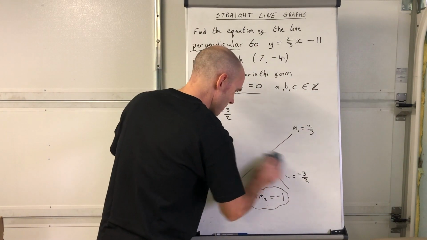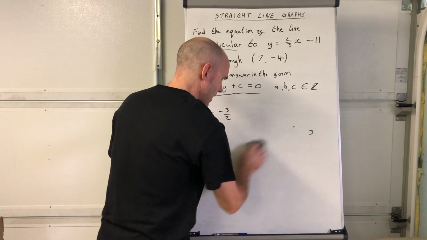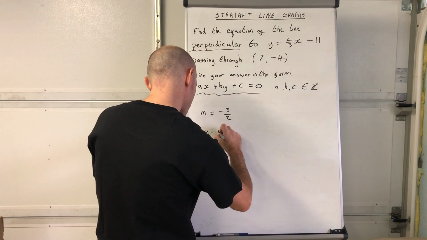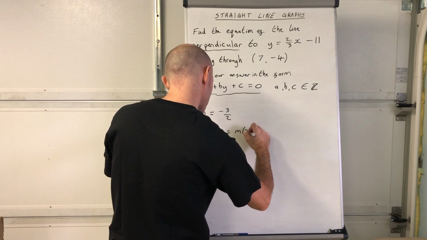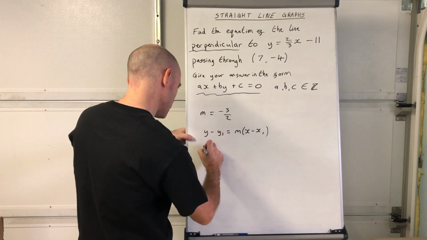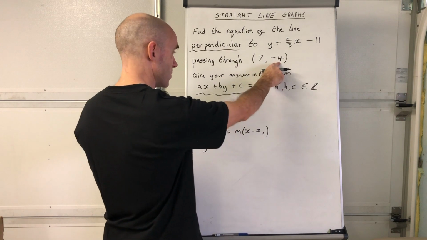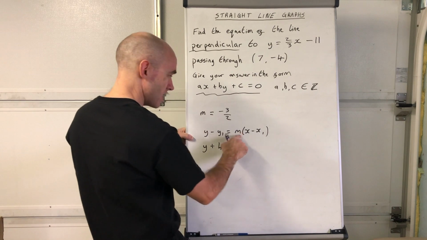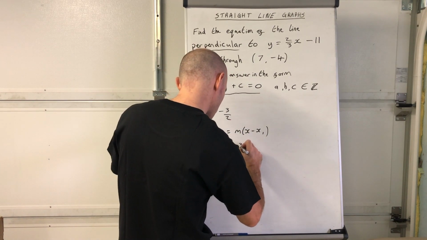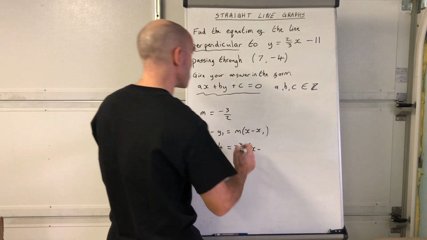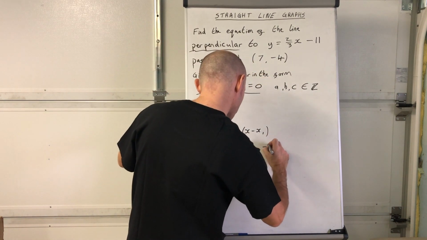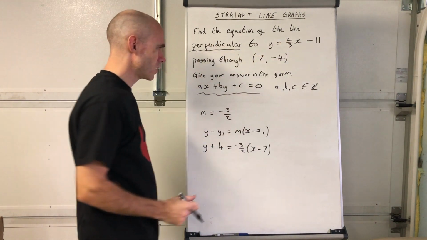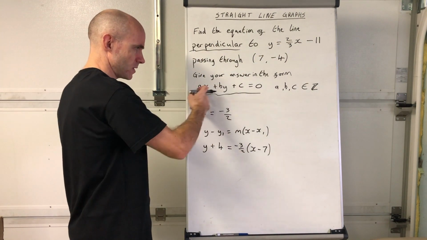So we've got that bit started off nicely, and then all we do is just use the equation y minus y1 equals m times (x minus x1) and substitute in the values we know. So y coordinate is -4, so that's y subtract -4, so y plus 4 that will be. M is -3/2, and then x subtract, and the x coordinate is 7. Okay, so that's our equation of the line that's perpendicular to this one. Now we just need to put it into this form.